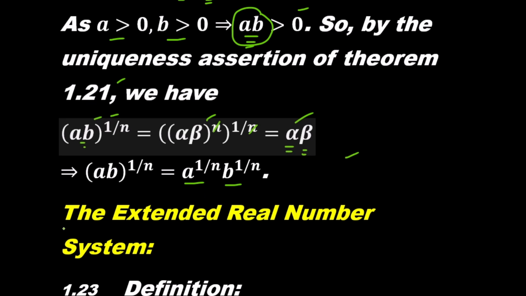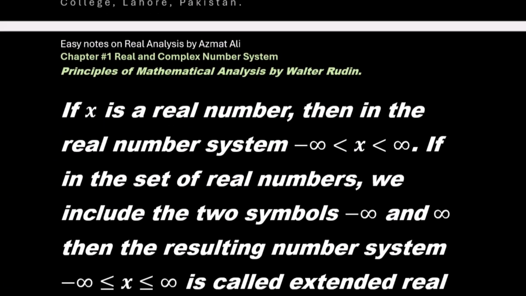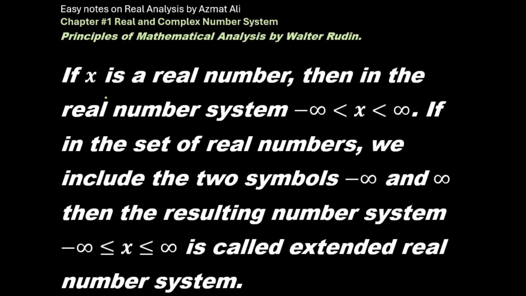Next, we discuss the extended real number system. This is definition 1.23. This is a very simple definition. If x is any real number, then in the real number system R, this can be defined as the open interval from minus infinity to positive infinity. Both endpoints minus infinity and plus infinity are not included in the set of real numbers R. So if x is any real number, then in the real number system, this x lies between these two symbols.